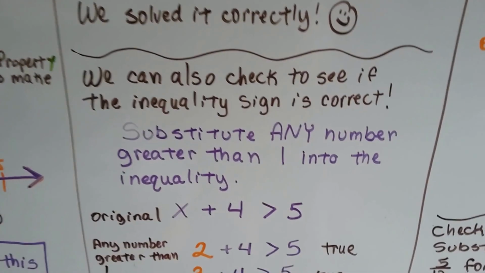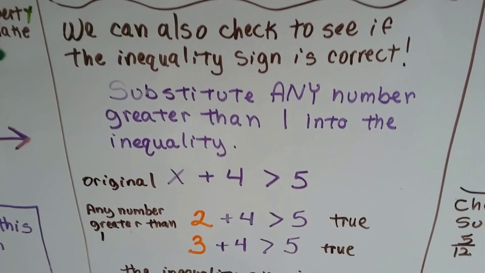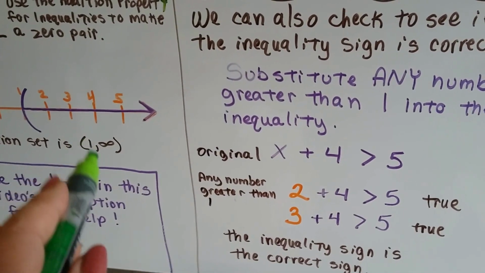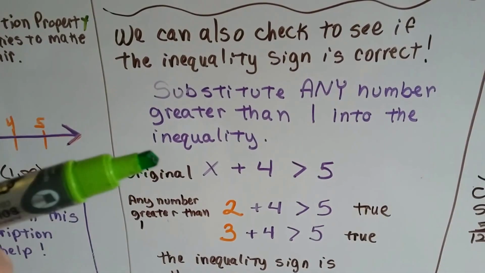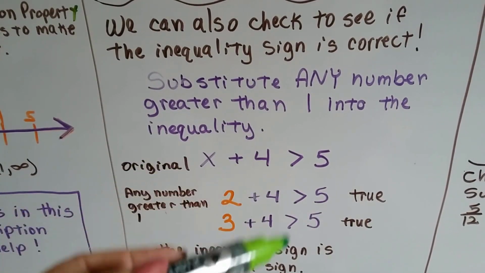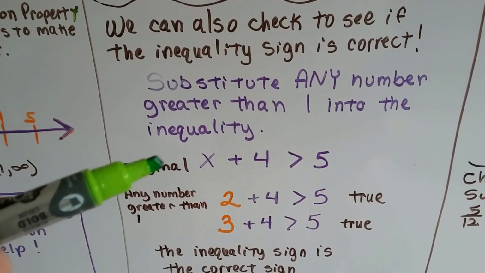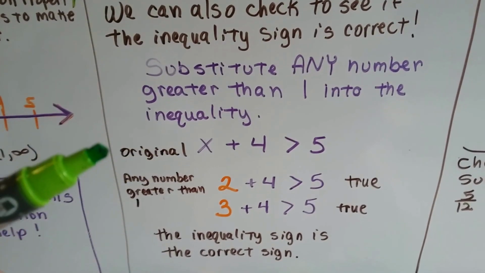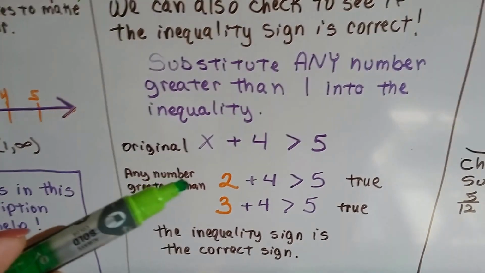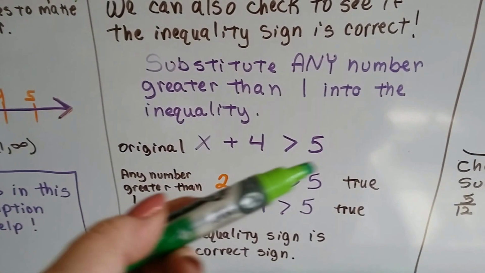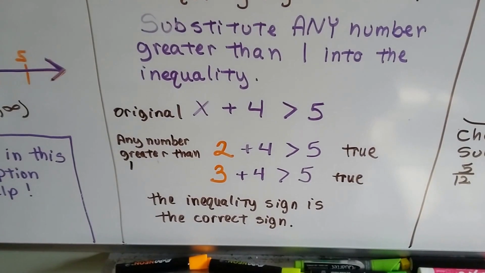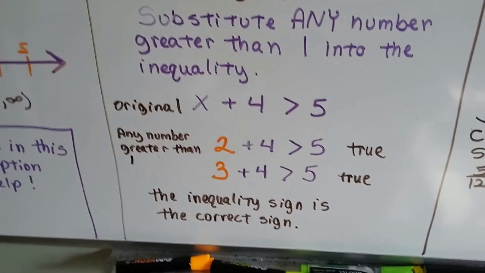Now we can also check to see if the inequality sign is correct. We substitute any number greater than 1, because 1 was part of the solution set, and that's the cutoff point, right? So any number greater than 1, we plug that in to the inequality. See, now it's back to having an inequality sign. And the original was x plus 4 is greater than 5. So any number that's greater than this 1 in the solution set. 2 is bigger than 1. 2 plus 4 is greater than 5. That's true. 3 plus 4 is greater than 5. That's true. Well, our inequality sign is going the correct way. It's the correct sign. Okay?